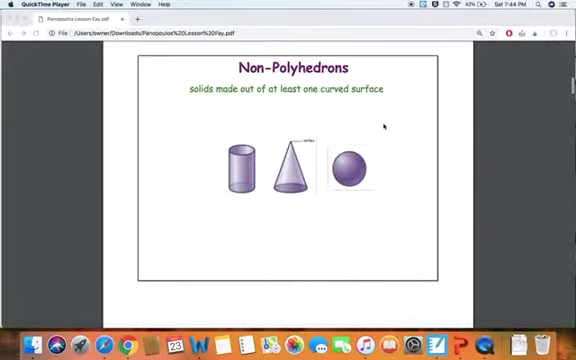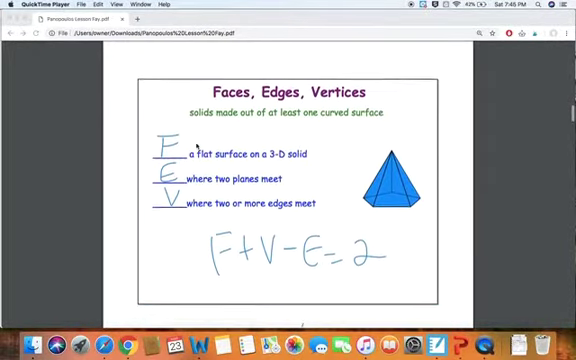I want to show you that we have non-polyhedrons, and these are solids made out of at least one curved surface, right? So a cylinder is a non-polyhedron. The reason I'm showing you these is because the activity we're going to do today with the Play-Doh, you will have options to actually use non-polyhedrons as well. But let's talk about the polyhedrons again.